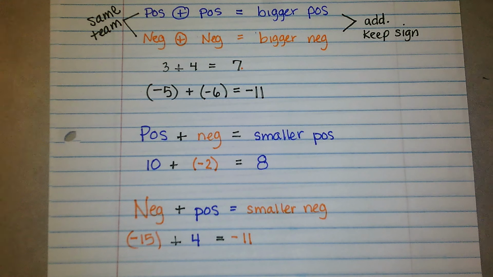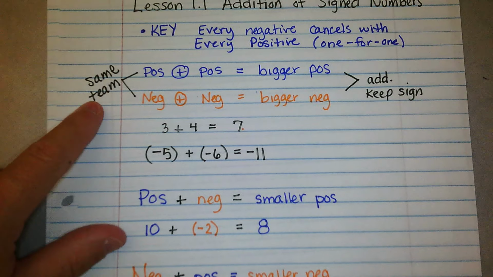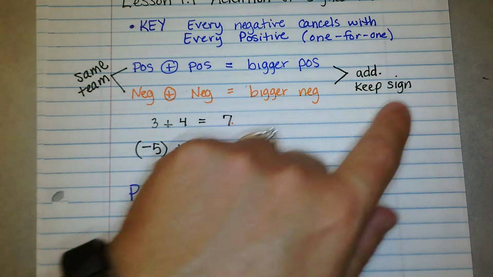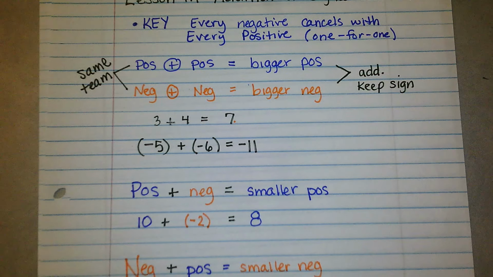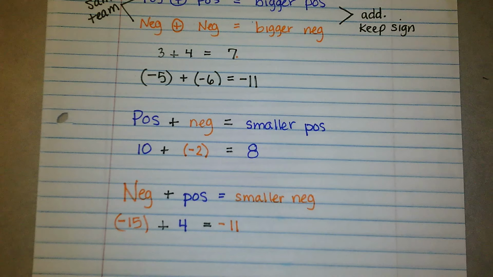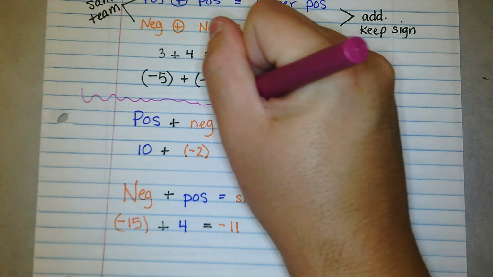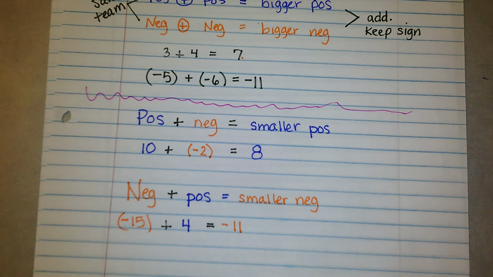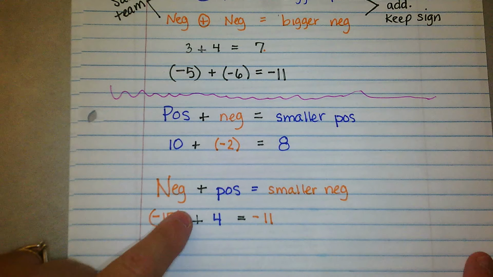Now, what we need to do is organize our thoughts. So on the top, we said when they're the same team, meaning the same sign, you're going to add the numbers and keep the sign. That's for these top 2 examples, okay? And what I'm going to do is put a little page break here because this is a different scenario. At the bottom here of my notes, I've got different teams.